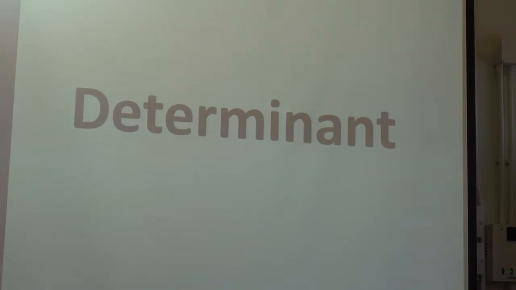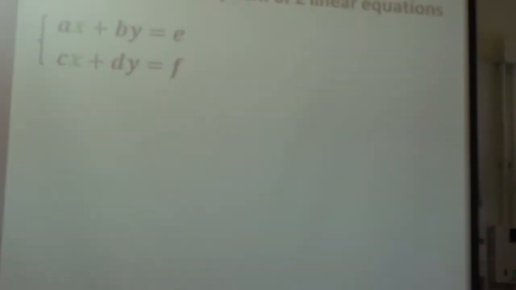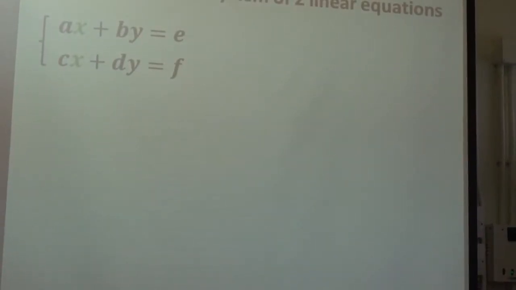So that was the determinant in general. First of all, the 2 by 2 determinant. Here, I'm assuming that you have gone through the material. If you haven't, please go through it before you come to this page. Okay, so now you have a general system of equations in 2 unknowns.